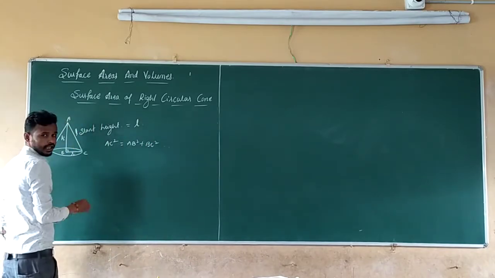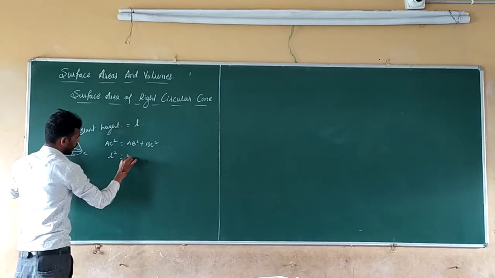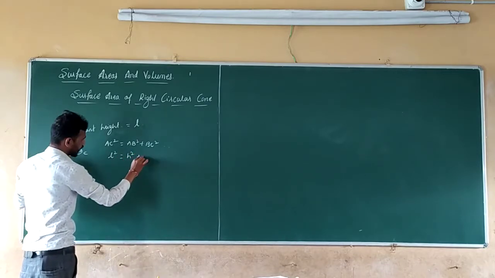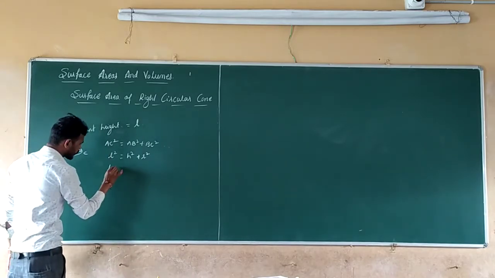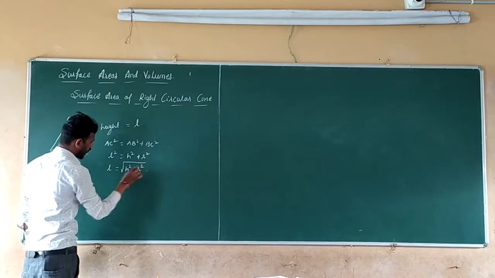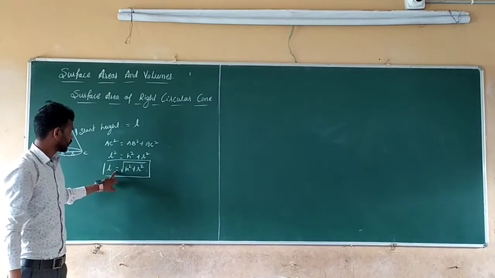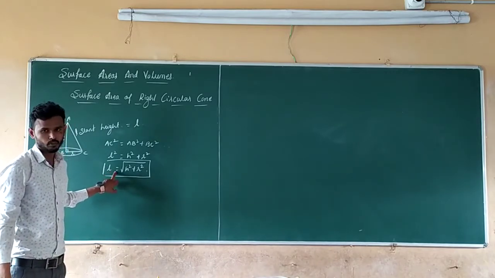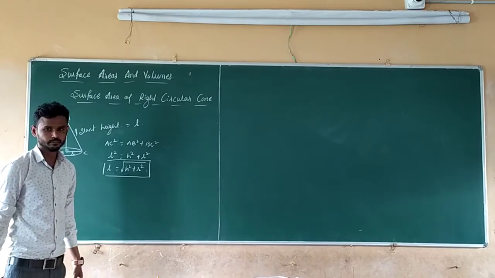AC square means L square, which is equal to AB, that is h square, plus BC, that is r square. If you remove the square, it becomes a square root. So L is equal to root of h square plus r square. So this is the formula for finding the slant height: L equals root of h square plus r square.